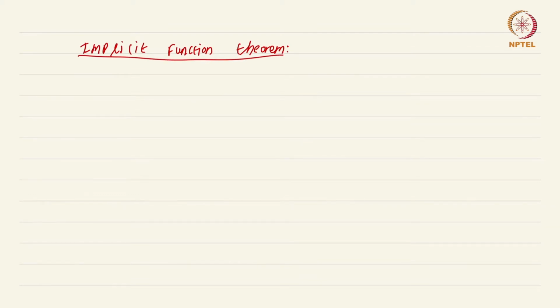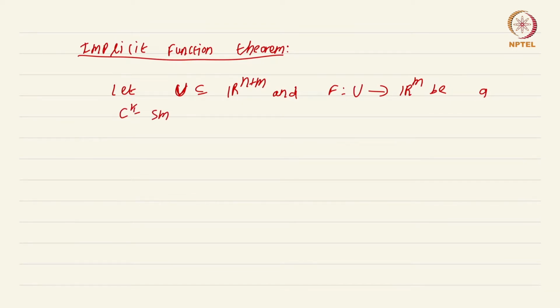So the statement is as follows. Let U subset of R^(n+m) and f from U to R^m be a C^k smooth function. The reason why we wrote down U as a subset of R^(n+m) instead of in a weird way is to make notation simpler. Some people just write U as a subset of R^n and f from U to R^m, then you'll have n minus m and all that. The way I have written it down, the notation will become cleaner.